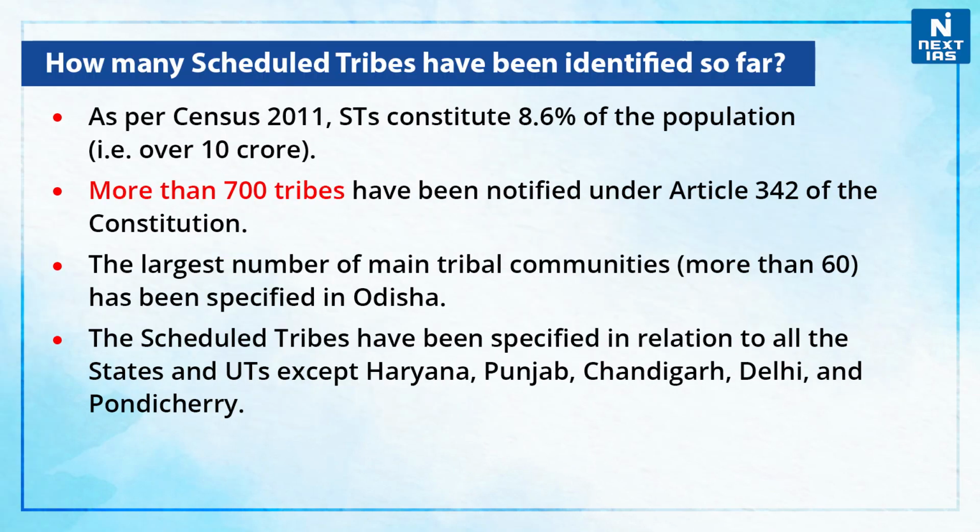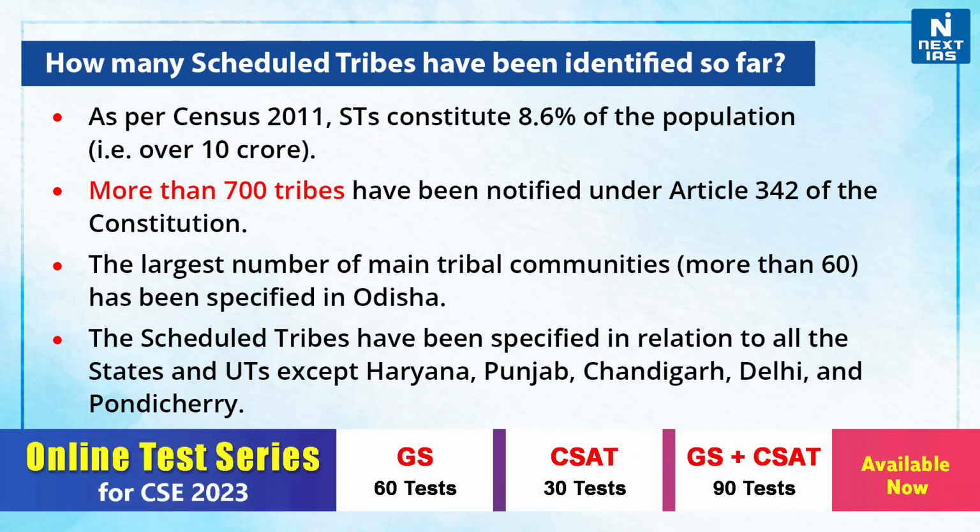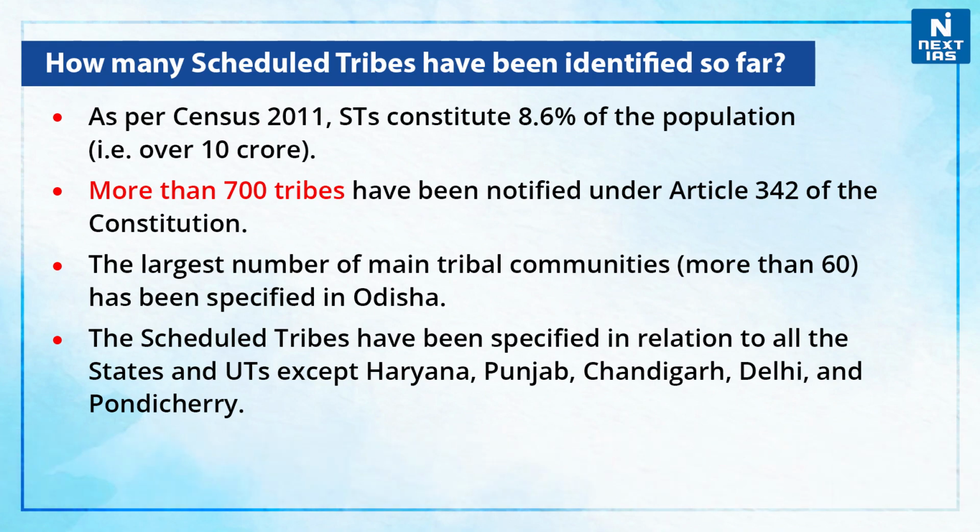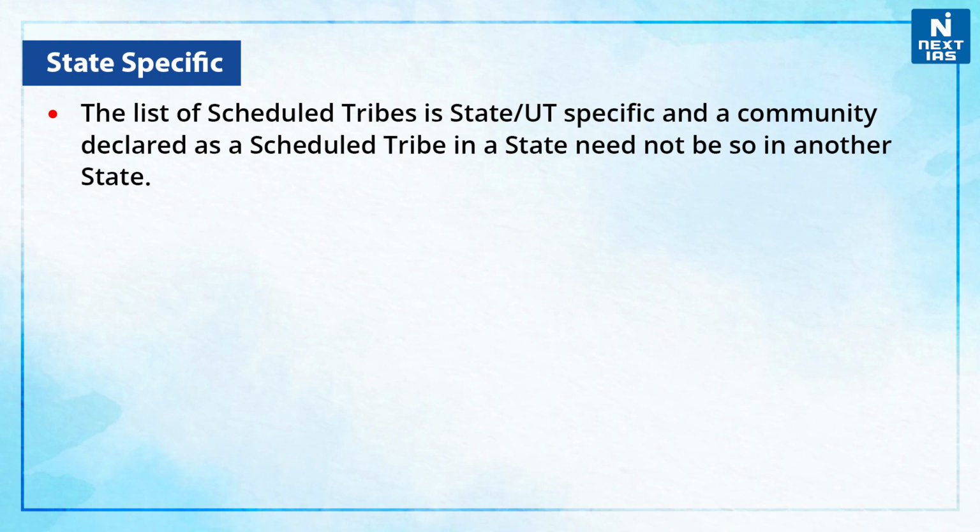Further, let us discuss how many Scheduled Tribes have been identified so far. As per Census 2011, STs constitute 8.6% of the population, that is over 10 crore. More than 700 tribes have been notified under Article 342 of the Constitution. The largest number of the main tribal communities, more than 60, has been specified in Odisha. The Scheduled Tribes have been specified in relation to all the states and union territories except Haryana, Punjab, Chandigarh, Delhi and Puducherry. The list of Scheduled Tribes is state or union territory specific, and a community declared as a Scheduled Tribe in a state need not be so in another state.